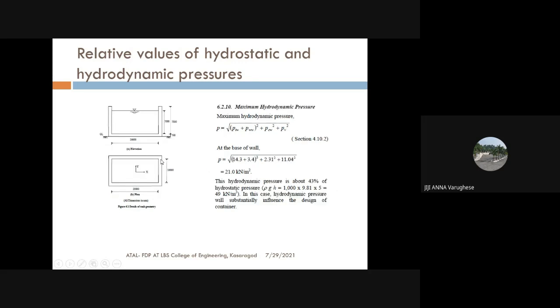Now coming to the third example, this is also a ground supported tank. The height of water is 5 meters, lateral dimension is 20 meters. The hydrostatic pressure is coming as 49 kilonewton per meter square, whereas the hydrodynamic pressure is 21, which is about 43%. And it indicates that this hydrodynamic pressure has substantial influence on the design of the container. So while designing the component parts of this water tank, in addition to hydrostatic pressure, we should consider hydrodynamic pressure also.